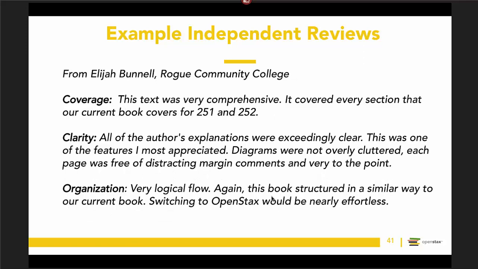Another quick review. This is faster. Somebody felt that the text was very comprehensive. This person gave it actually a 5 out of 5. I'm not saying it's generous. I'm not saying I don't like our book, but that's a pretty high rating. They felt that it was pretty clear and the book was structured in a similar way to their current book. Switching to OpenStax would be nearly effortless. So, basically, it shows that we try to develop the book so that it could be seamlessly adopted. So that's the calculus information.